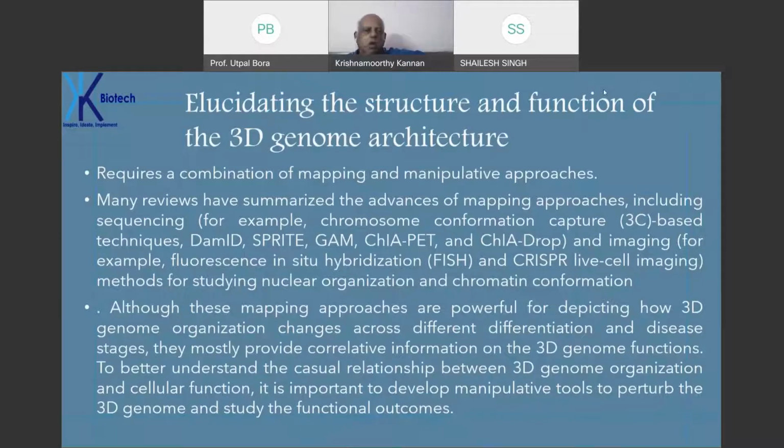Although these mapping approaches are powerful at depicting how 3D genome organization changes across different differentiation and disease stages, they mostly provide correlated information on 3D genome function. To better understand the causal relation between 3D genome organization and cellular function, it is important to develop manipulative techniques. That is why you are trying to change a base through CRISPR or TALEN or whatever, which we'll come to now. And then see if I change this base, what happens? Will it create a disease? So disease models will come up.